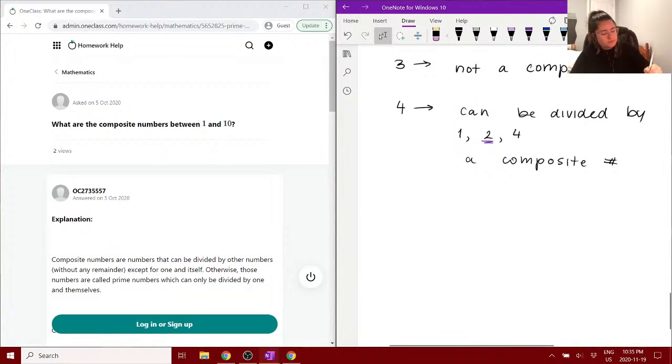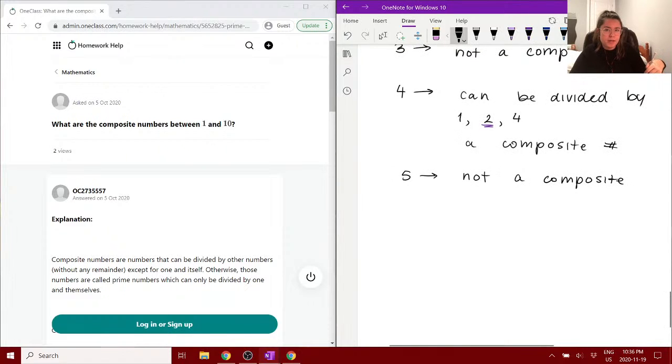Next is 5. This we know is a prime number, so it is not a composite number. It can only be divided by 1 and itself.